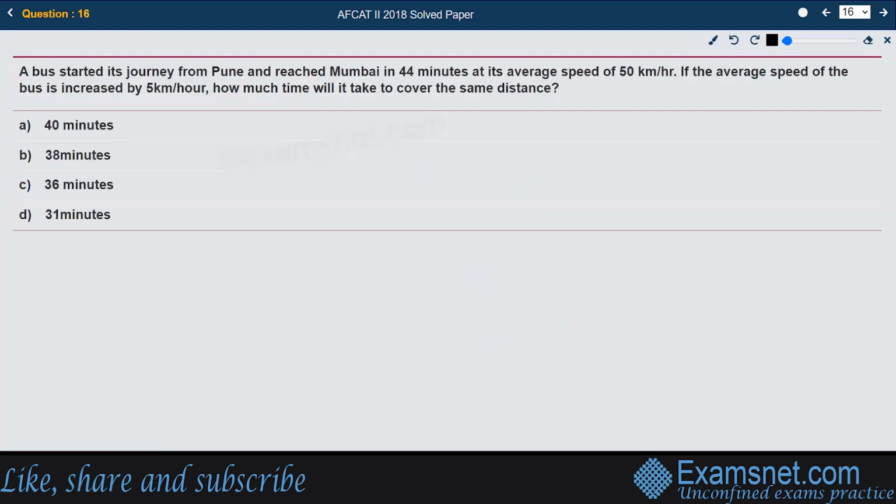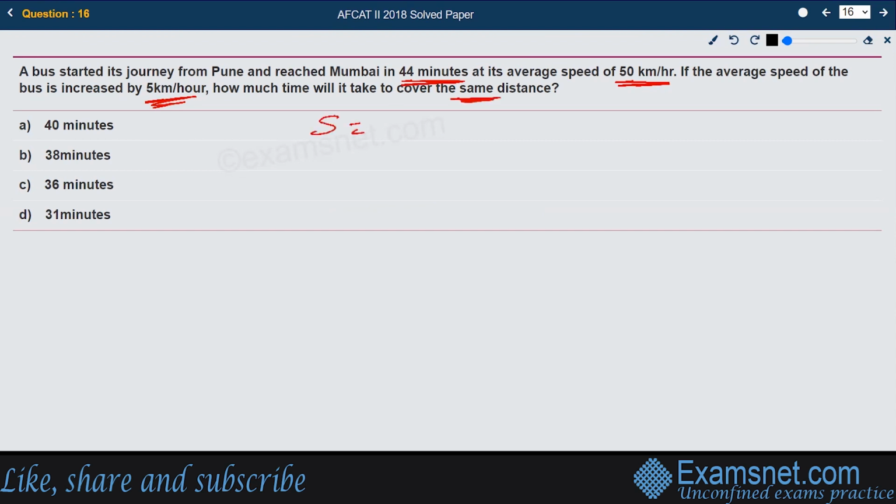Okay, 16. A bus started its journey from Pune and reached Mumbai in 44 minutes, and its average speed was 50 km per hour. If the average speed of the bus increased by 5 km per hour, how much time will it take to cover the same distance? Okay, so the distance is the same.